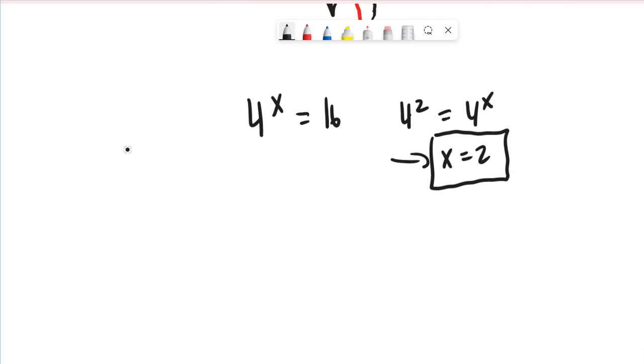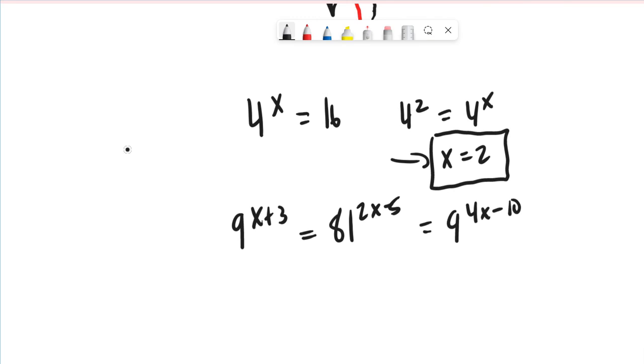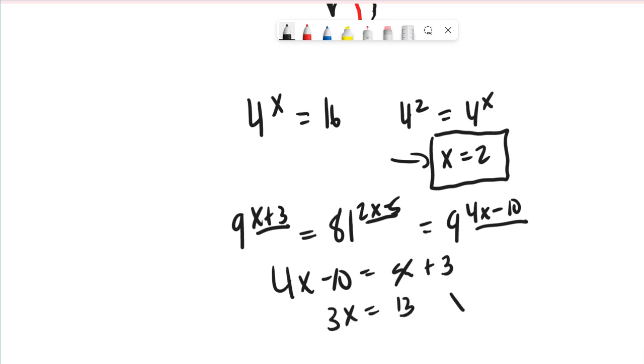So if you have 9 to the x plus 3, and that's equal to 81 to the 2x minus 5, well, 81 is 9 squared. So that's 9 to the 4x minus 10. Now in this case, this would mean that the exponents have to be equal, right? So 4x minus 10 equals x plus 3, and that will be 3x equals 13, and x equals 13 thirds. So the answer is 13 thirds.